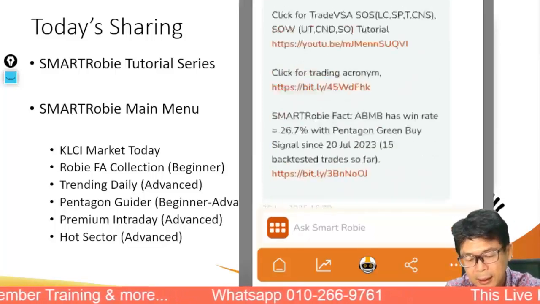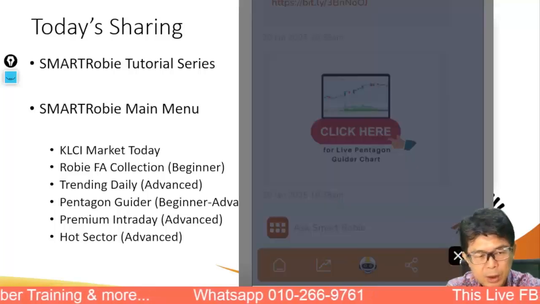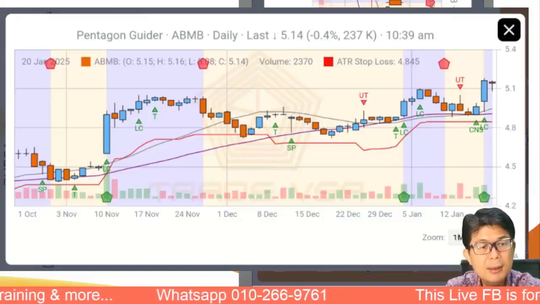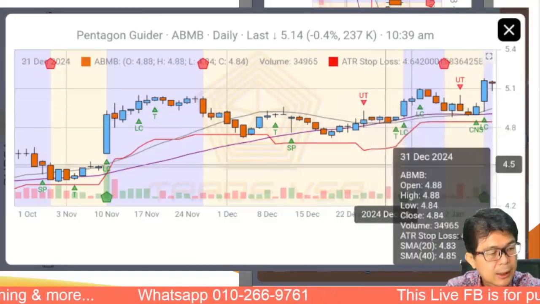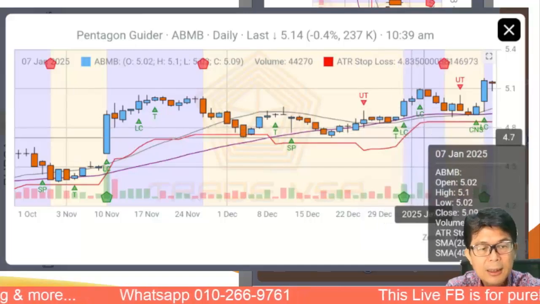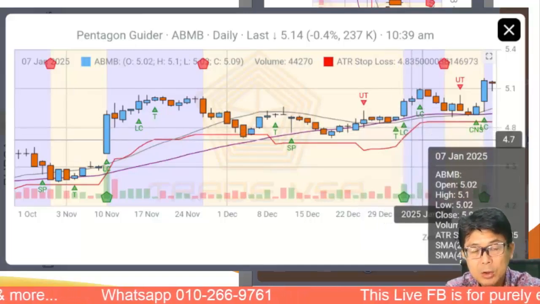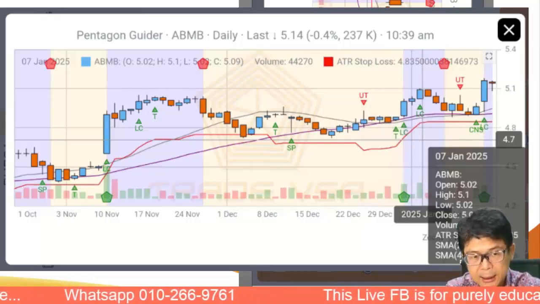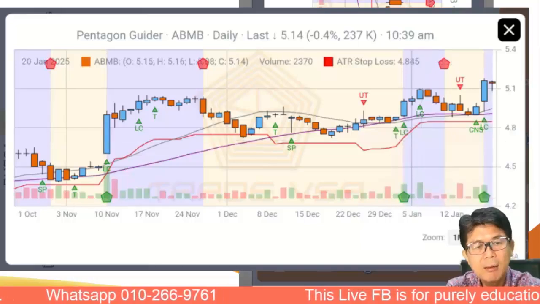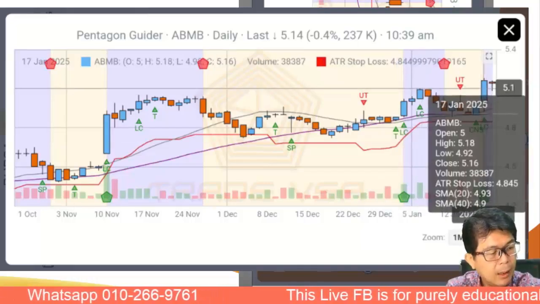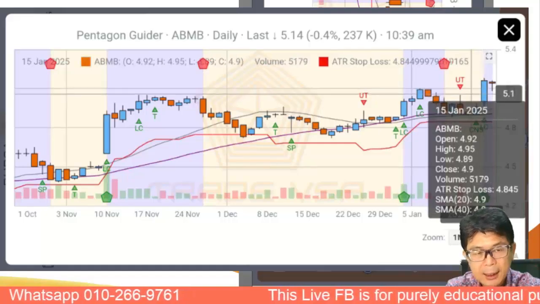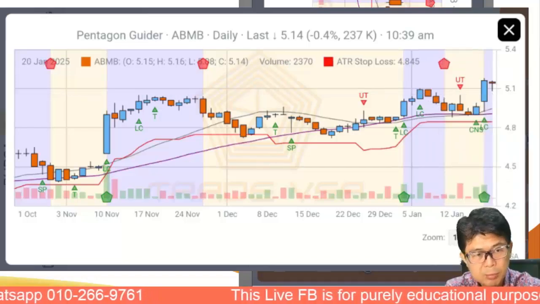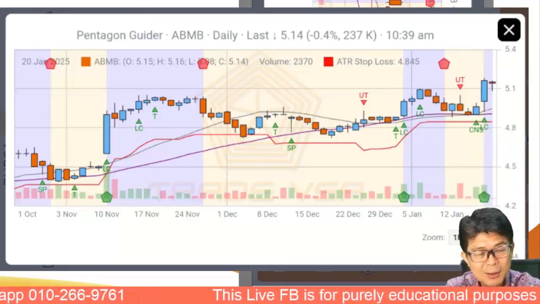Let me show you what I mean. Okay, so you go here, click on the live chart. Right, so these are the symbols that you see. UT, T, LC. These are proprietary to the methodology of volume spread analysis. When you pick up SmartRobie, you're also learning another methodology, how to analyze the market. So right now you can see pretty good, right? ABNB is in a nice uptrend. It is also a Pentagon guider too. All right, so hopefully it can go higher. Let's see first, okay?